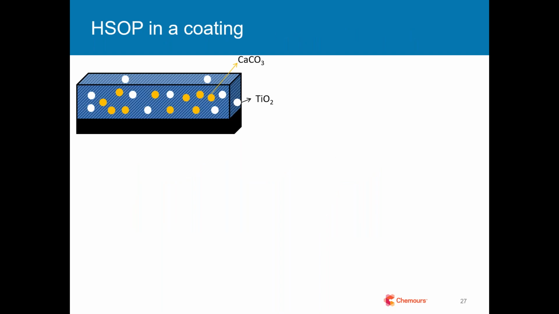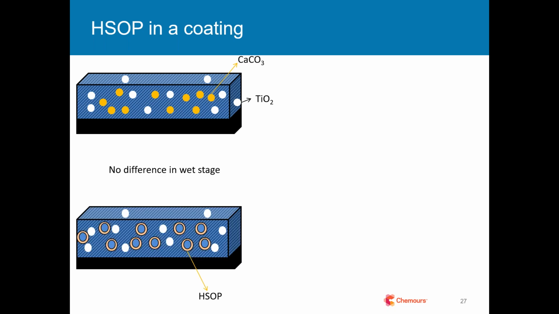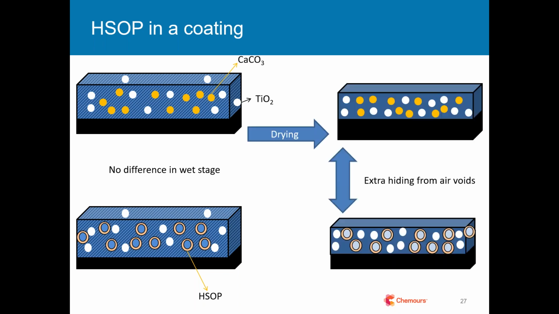If we use this in a coating, the same story as we told before in this kind of graphs. We have now titanium dioxide, a very fine calcium carbonate, and we replace the very fine calcium carbonate with the HSOP, same volume. We do not see any difference in the wet stage, but during the drying, we expect to see some extra hiding from the air voids.